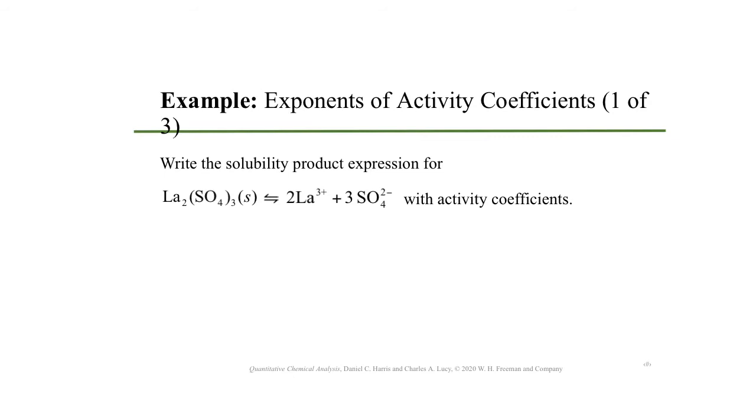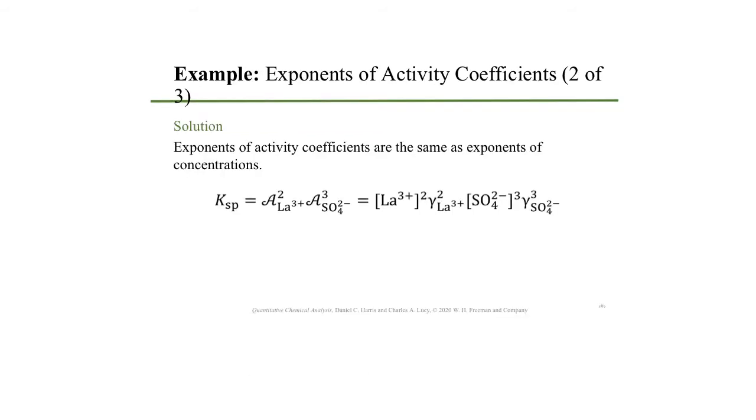Okay, so let's do an example. Here is lanthanum sulfate, and we're going to use activity coefficients to calculate the KSP. So the activity coefficients, we treat them the same way in terms of the exponents. So we'll square that, we'll cube that. Remember the concentrations: lanthanum is going to be 2x, but the sulfate is going to be 3x.